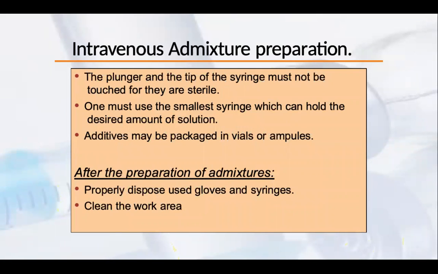After preparation, the plunger and the tip of the syringe must not be touched, to keep them sterile. One must use the smallest syringe which can hold the desired amount of solution. Additives may be packaged in vials or ampoules. The additives are mostly in smaller quantities, so they may be added through vials or ampoules.